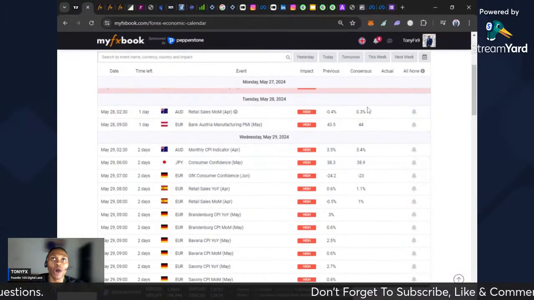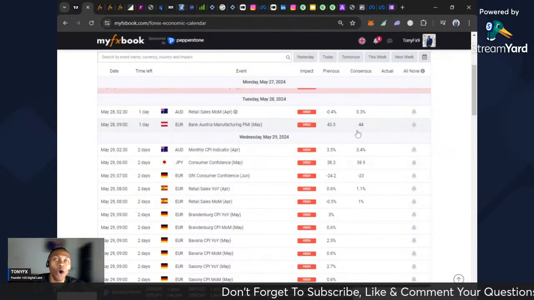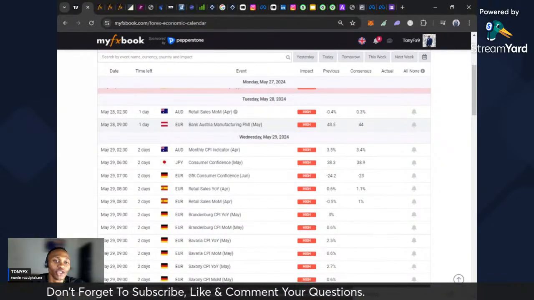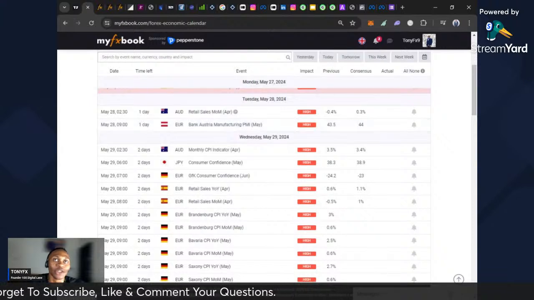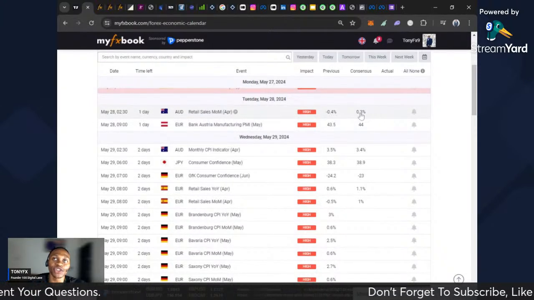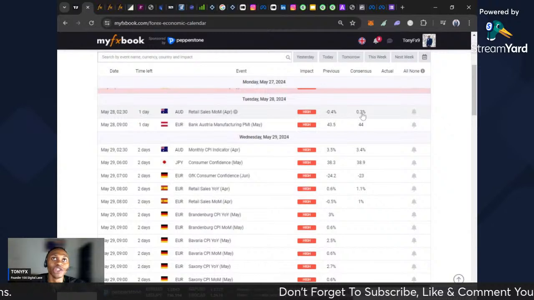But if we see a figure lower than 44, it's going to give euro negative sentiment, and nobody is going to be buying euro against dollar. Instead, they'll be selling euro against dollar. The same with Australian dollar. If we see something lower than 0.3, nobody is going to be buying AUD against USD.